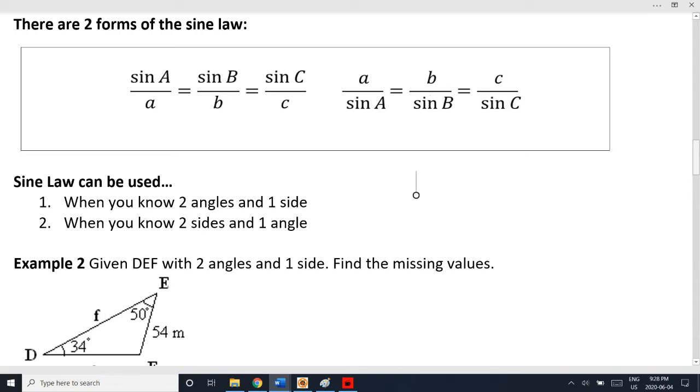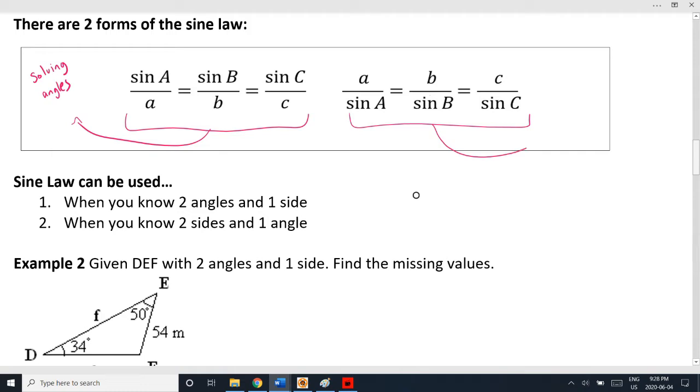Now they're both exactly the same, and you can use them in any situation, but I would suggest that you use this one here to solve for angles. This one's good for solving angles. You'll have to do less cleaning up of the equations when you're solving. And this one here is good for solving sides. So the sine law can be used when you know two angles and one side, or when you know two sides and one angle. So let's try some examples of using the sine law.